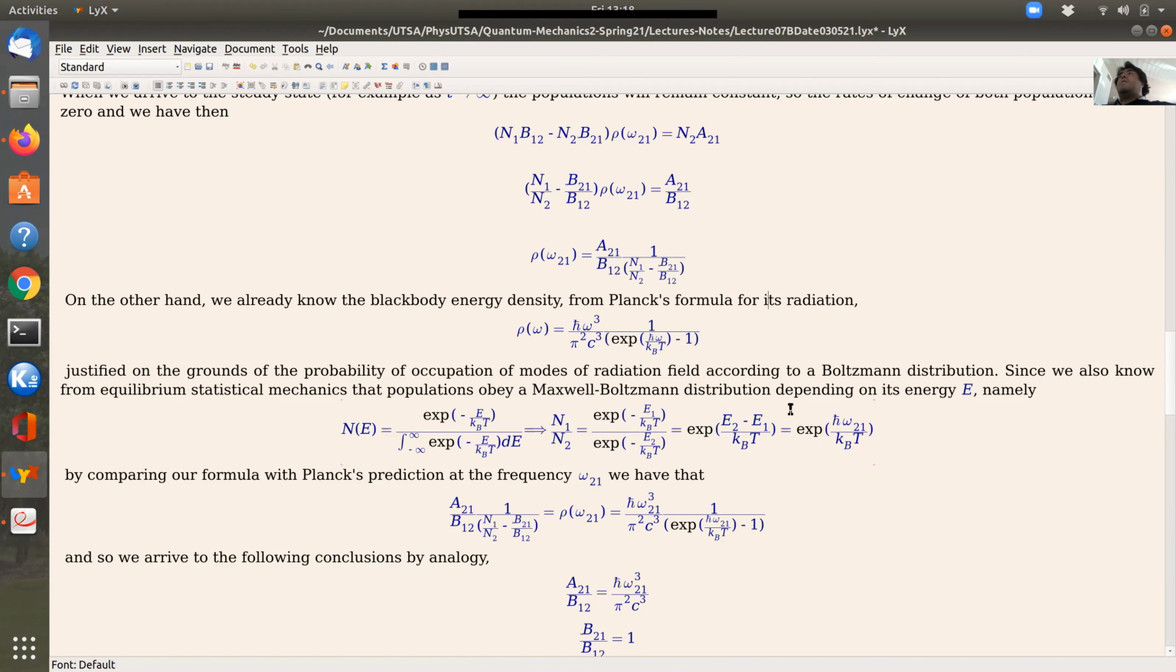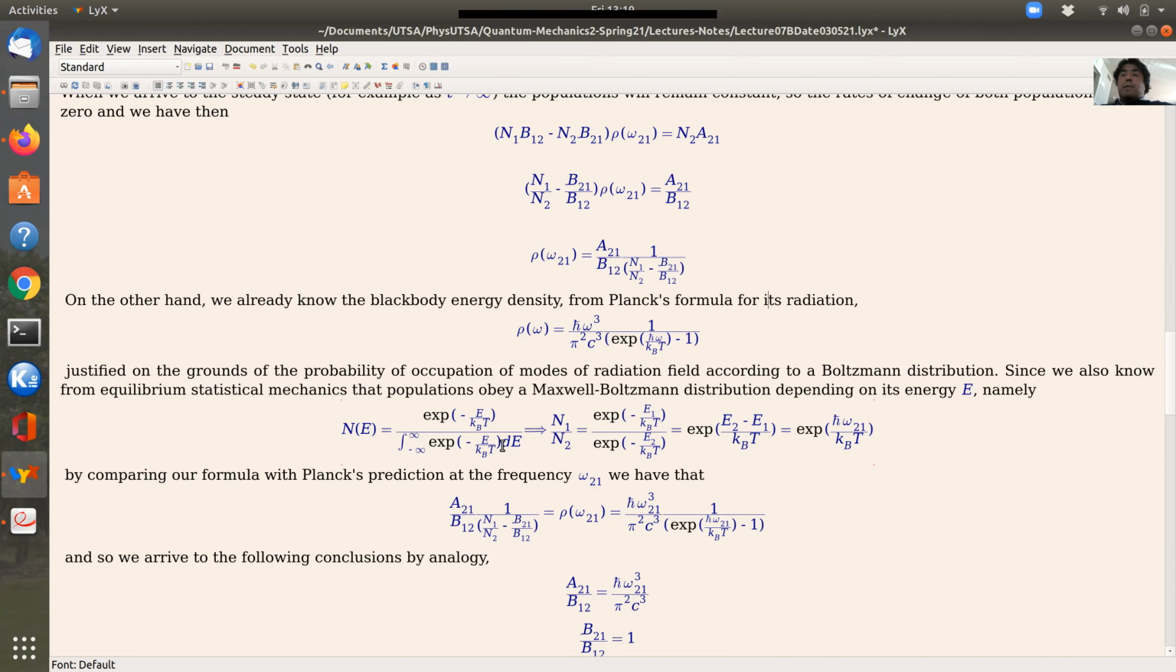That we are using basically the formula for black body radiation proposed by Planck to explain the differences that they were having essentially with the previous classical statistical physics. On the other hand, the Maxwell-Boltzmann distribution, that is also an experimental piece of information. And then basically making these two expressions equal at the frequency omega 2 1, the Bohr frequency for the transitions. So this side is the same as this one.